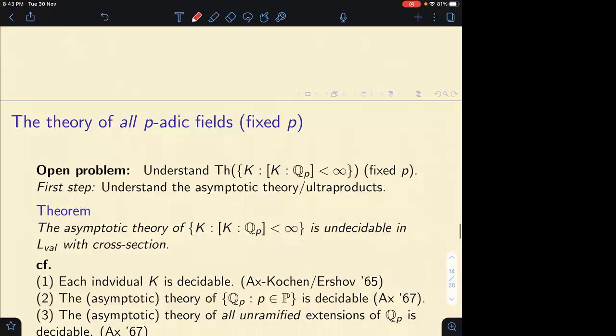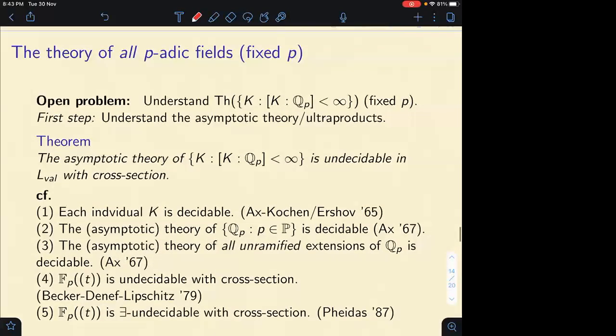So I'm going to talk about a different topic, but it uses very closely related ideas. It's about the theory of all p-adic fields with a fixed prime p. So in other words, I want to understand the theory of all finite extensions of Q_p for a fixed prime p.